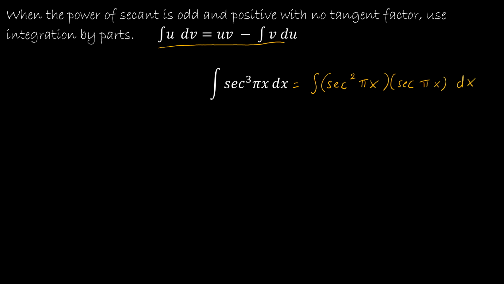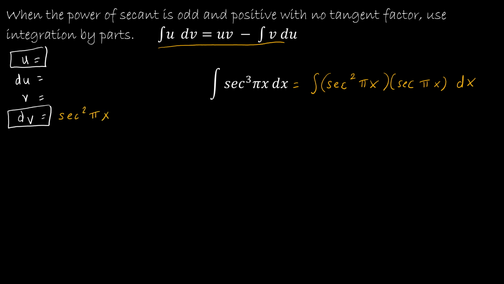dx. And so again, we have choices to make. We have u, and then we have to find du, and then we have v that we have to find from what we choose for dv. So these are the two choices, u and dv. So I can either choose secant squared pi x or secant pi x to be u and the other one to be dv. I'm going to choose dv to be secant squared pi x.